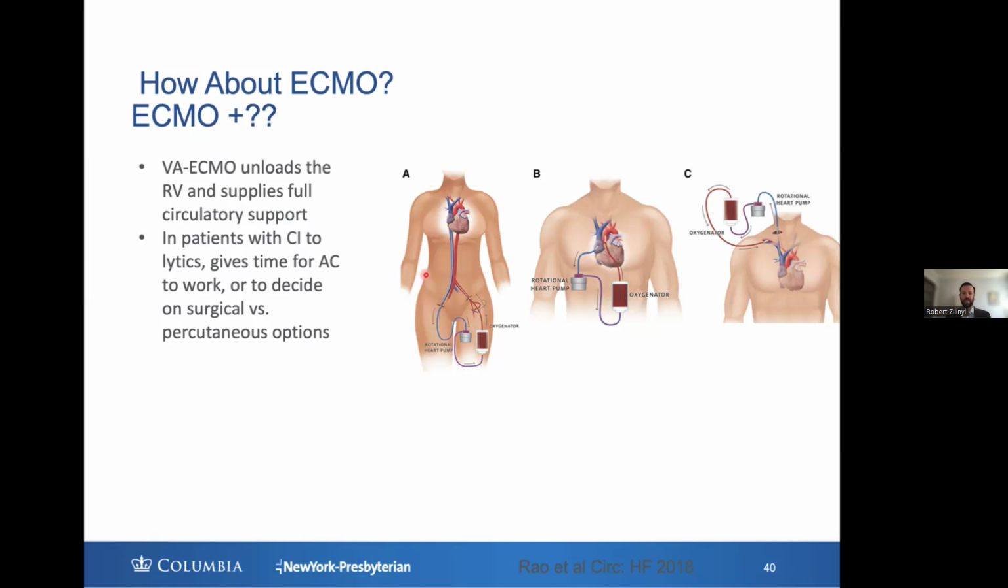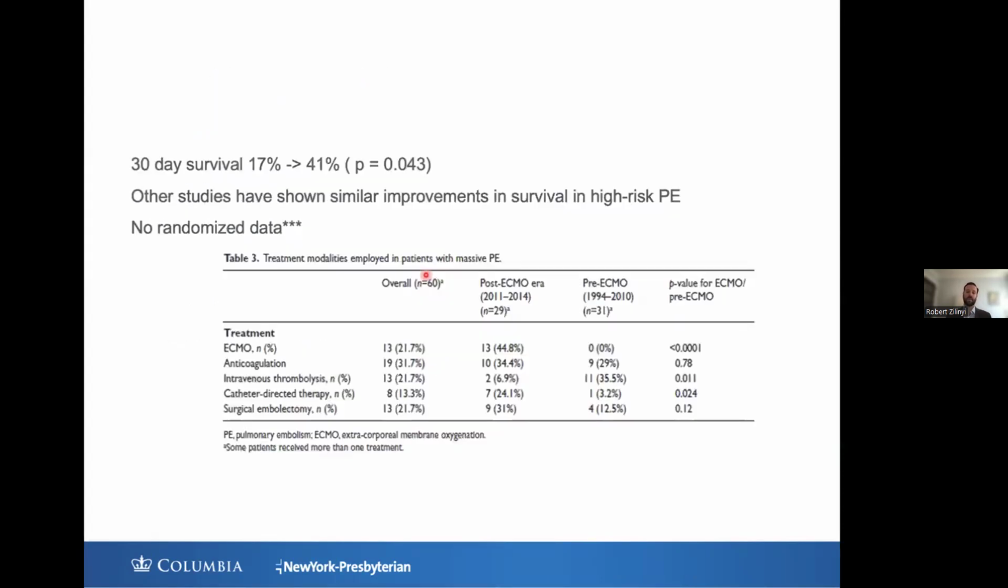And the great advantage of using ECMO in patients who are intermediate high risk, who are decompensating, or high risk patients who already have shock or hemodynamic collapse is that you're able to provide full circulatory support and really unload the right ventricle and allow it to recover. In patients with contraindications to lytics, this gives time for anticoagulation to work or to decide on surgical versus percutaneous options to further debulk the thrombus burden.